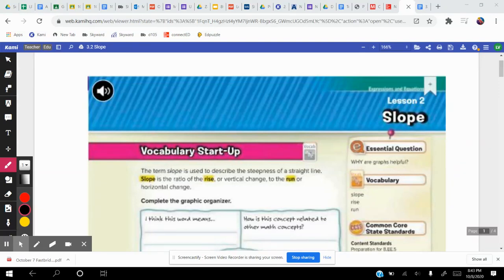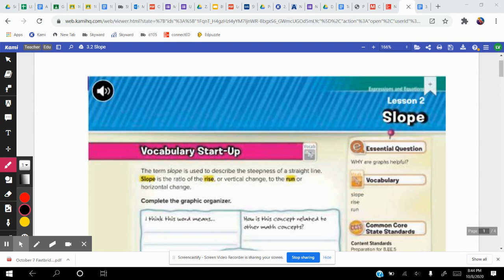Today we are going to be discussing slope. The essential question, why are graphs helpful? Vocabulary: slope, rise, and run. Let's start with the vocabulary startup. The term slope is used to describe the steepness of a straight line. Slope is the ratio of the rise, or vertical change, to the run, horizontal change.